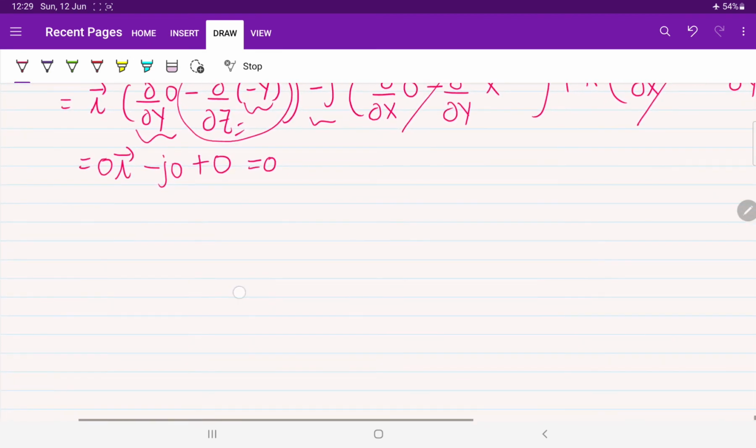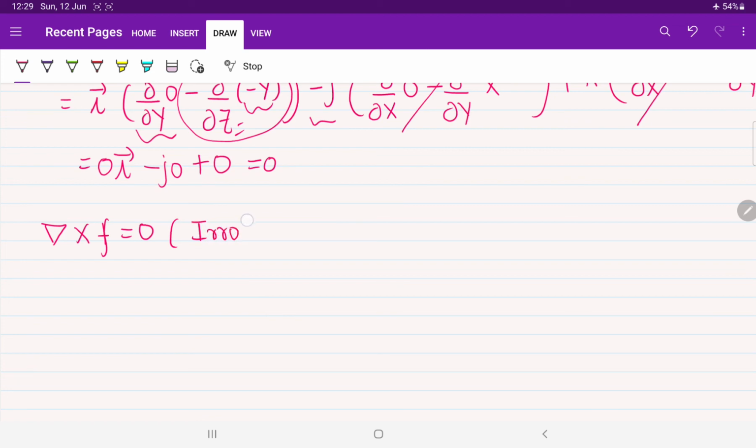What we found here, we have tried to calculate the value of del cross f, but that is also 0. What is the actual meaning of this? If the value of del cross f is 0, then that function is called an irrotational function. That's all. I hope you all understand this. This will be simply called an irrotational function.